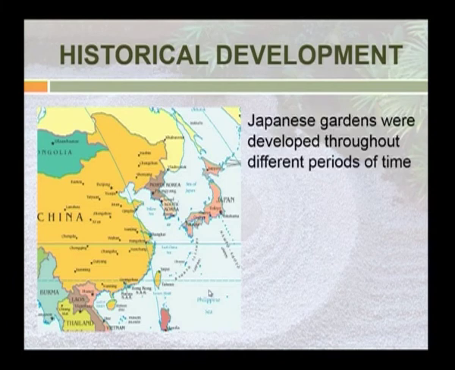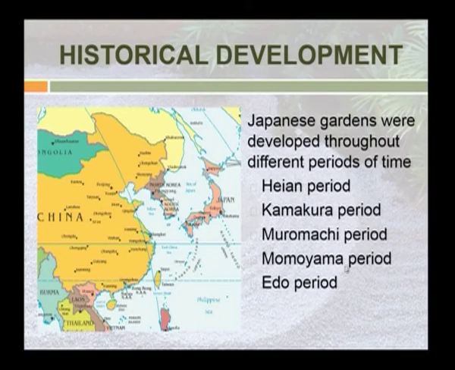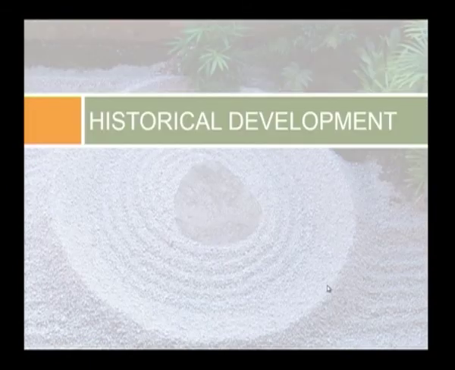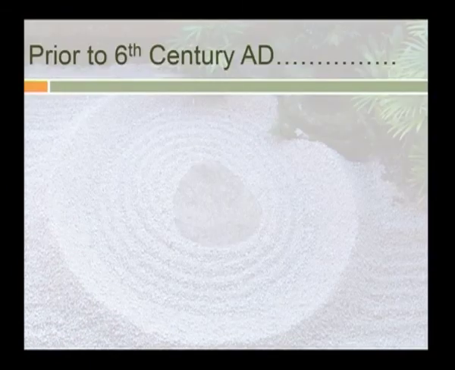Japanese gardens were developed throughout different periods of time. So, the different garden types roughly align with the different historical periods, such as Heian period, Kamakura period, Muromachi period, Momoyama period, and Edo period. So, we will look at this development now.